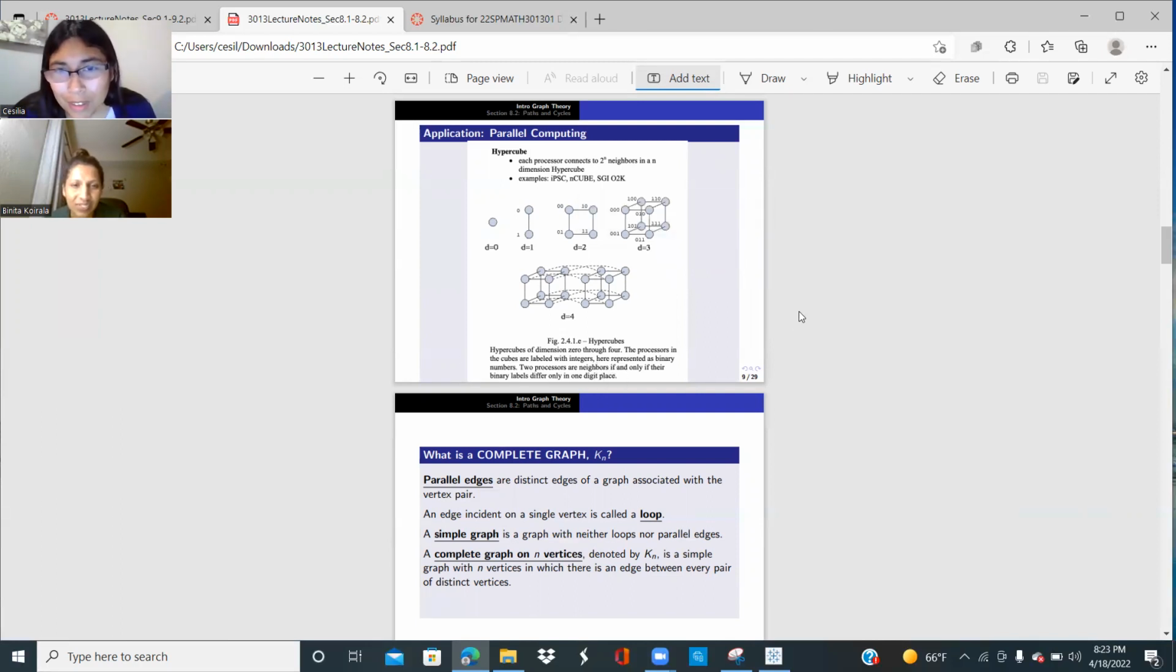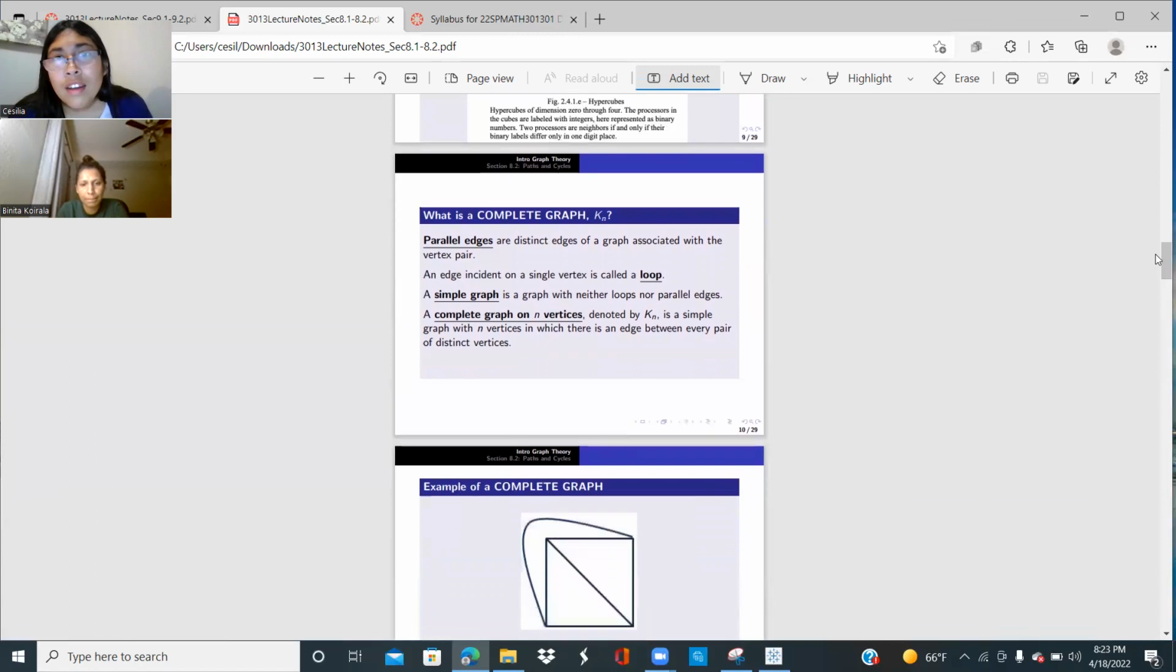Okay, so the hypercube of dimension 0 through 4: the processors in the cubes are labeled with integers, here presented as binary numbers. Two processors are neighbors if and only if their binary labels differ in only one digit place. Okay, let's see.